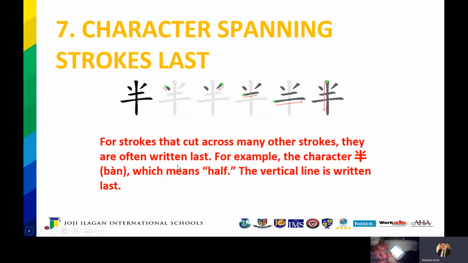Next is character spanning strokes last. For strokes that cut across many other strokes, they are often written the last one. For example, the character pan, which means half. The vertical line is written last. No? Huli yung mga ganitong characters. Unahin mo na yung mga strokes na nakaspan with the center stroke. Okay, let's start to write how to write that pan.